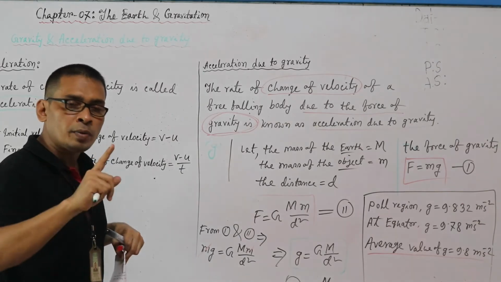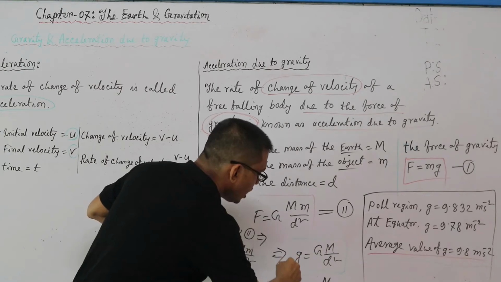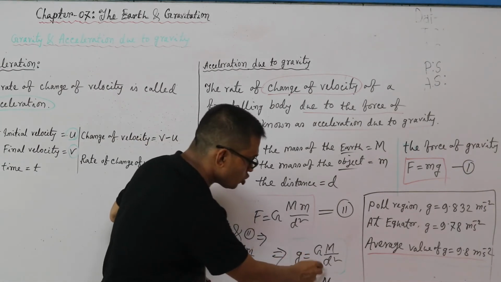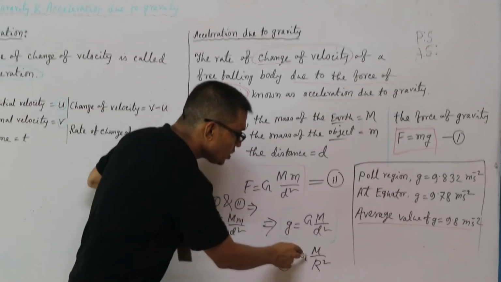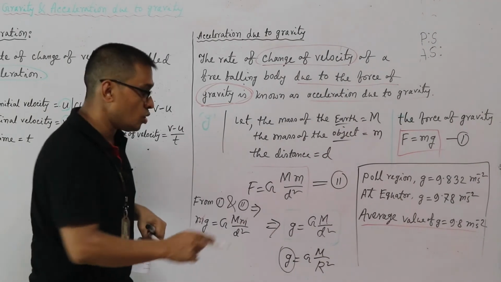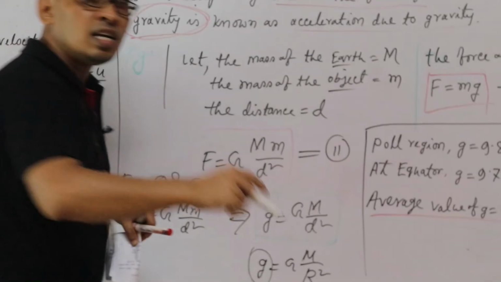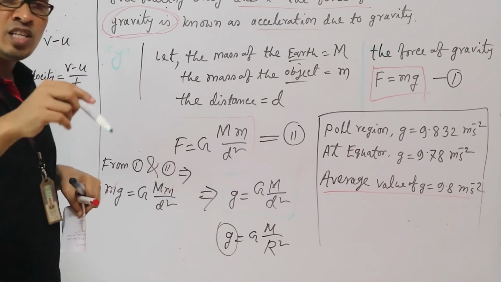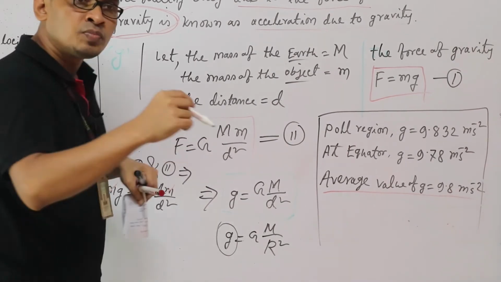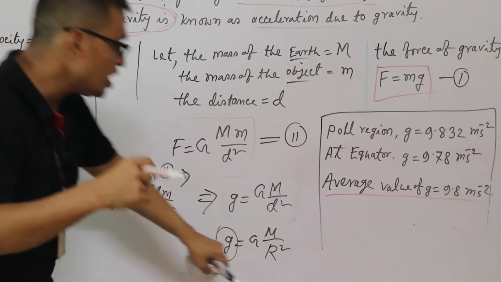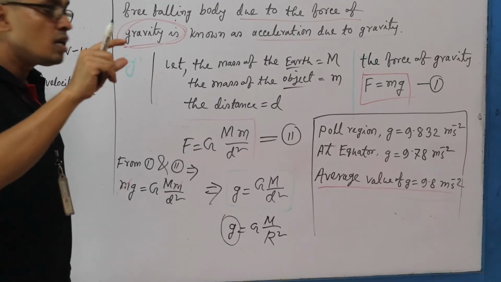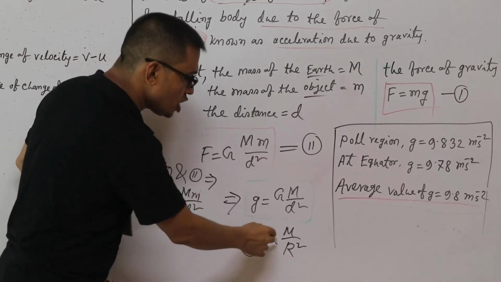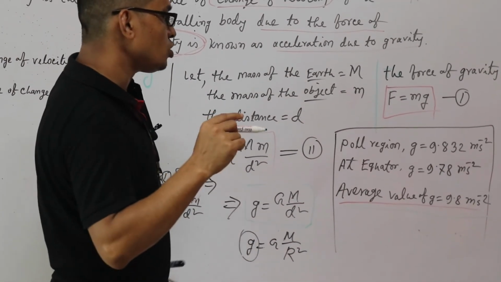From Newton's law of gravitation, we can establish the equation of acceleration due to gravity is G M by d square, or g equal capital G M by r square. Here d indicates the distance between the object and the earth, but if this object is placed on the surface of the earth, then we can consider the radius of the earth as the distance between earth and that object, and at that time we can write g equal G M by r square.